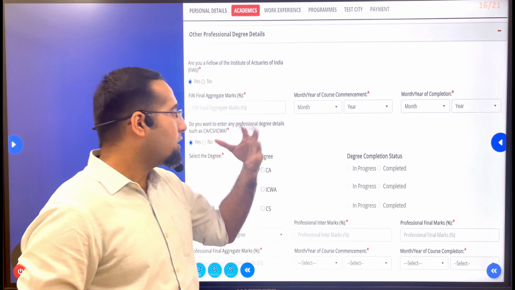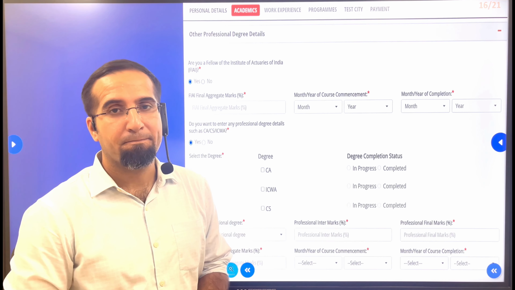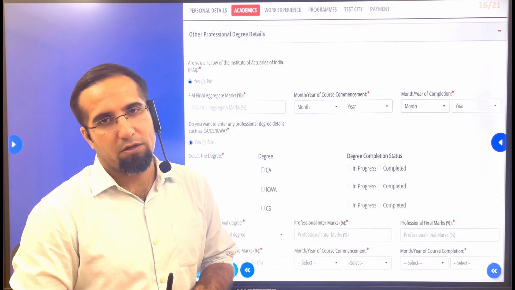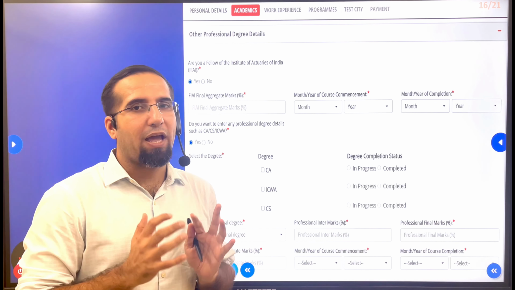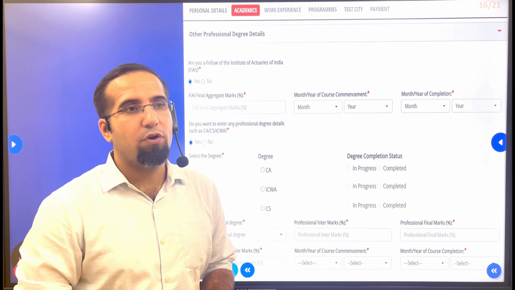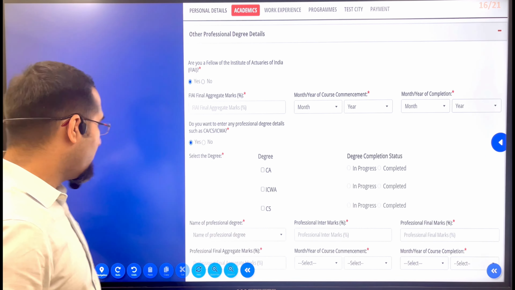You need to understand that your entry of percentage is very important. That is an area where generally students commit a mistake, and year of passing. Clear? So these are the two things: calculation of percentage, and CGPA to percentage conversion. Be very careful while filling up this form.